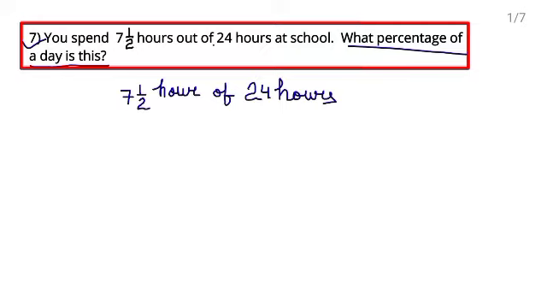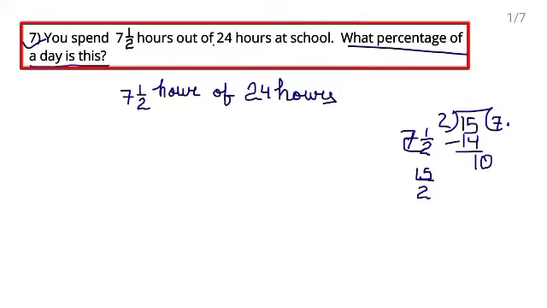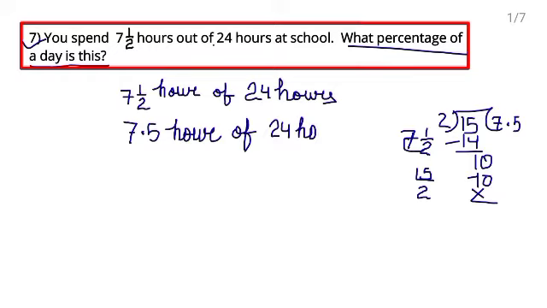So first of all, convert this mixed fraction into the improper. This is 7.5 hours, which means 2 sevens are 14 plus 1, 15 upon 2. Let's convert it into the decimal. 2 sevens are 14, 1 is remaining. Put decimal here, 0. 2 fives are 10. So we can write it as 7.5 hours of one day. It means 24 hours, right? Now write it as percent.